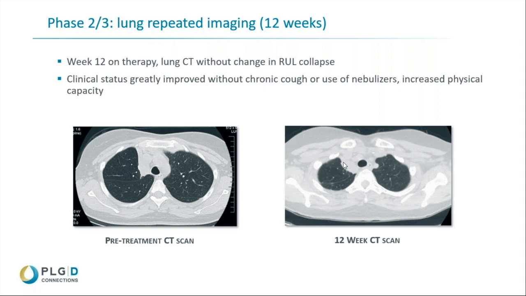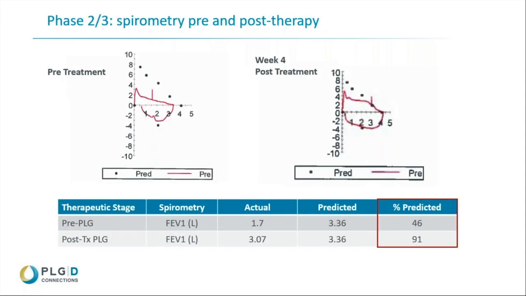On the other hand, her clinical status greatly improved, without chronic cough or use of nebulizers, and with increased physical capacity. Four weeks after she began therapy, her spirometry showed significant improvement, with FEV1 increased from 46% to 91% of predicted value.